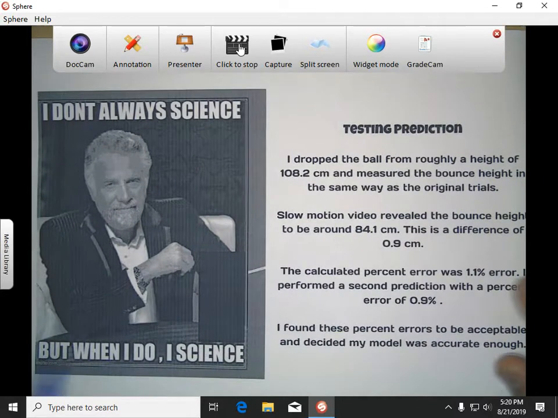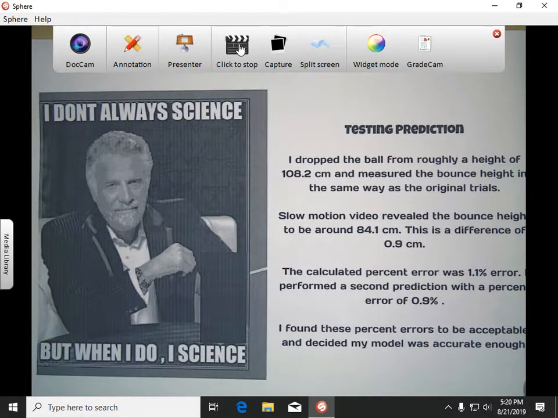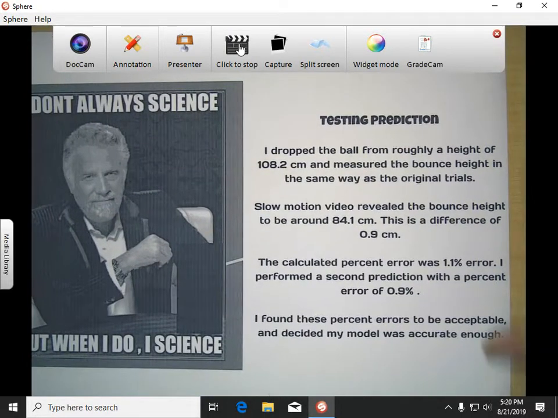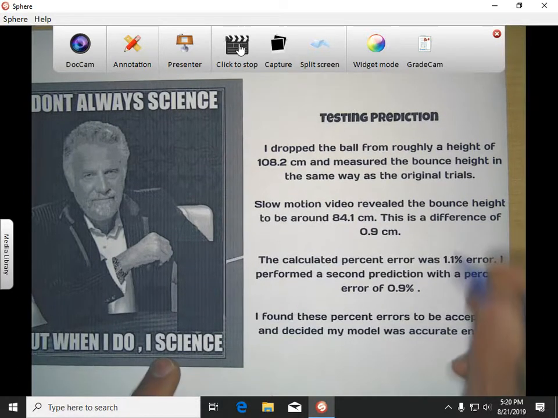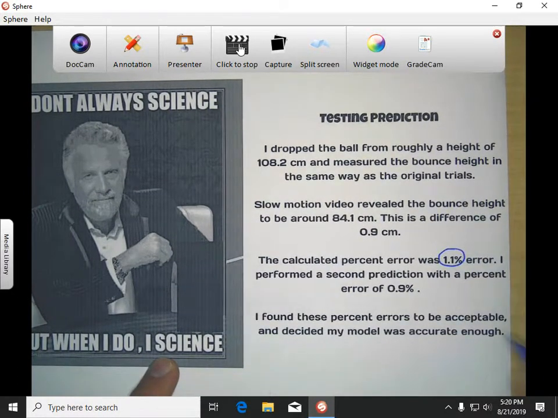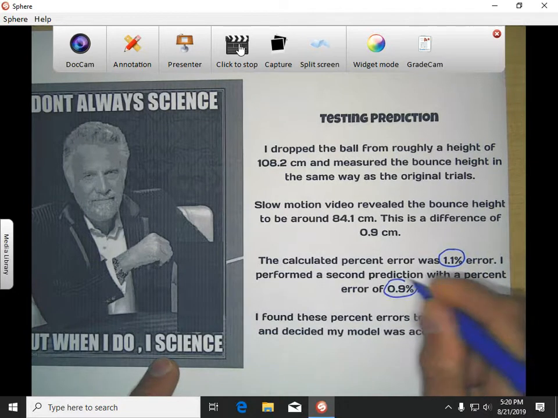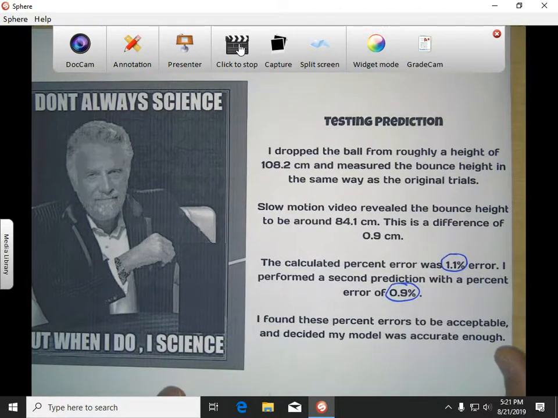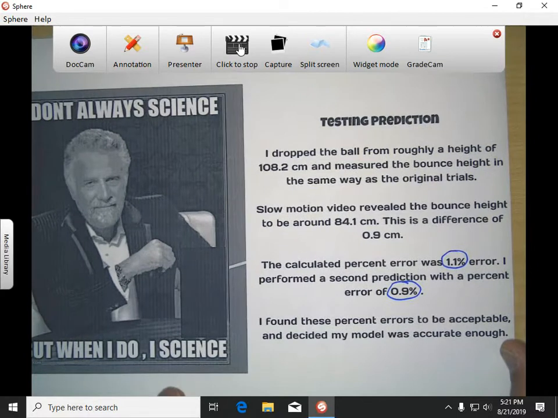And just to kind of put it at the end here, how did things turn out for me? Well, I don't want to be braggadocious, but it turned out I had a 1.1% error on one trial, and I did a second time, and I got a 0.9% error. So that's pretty good. You're talking about a 1% difference. And usually in experiments, like in a physics lab like this, 1% difference is really good. And so we're going to just be happy with that.